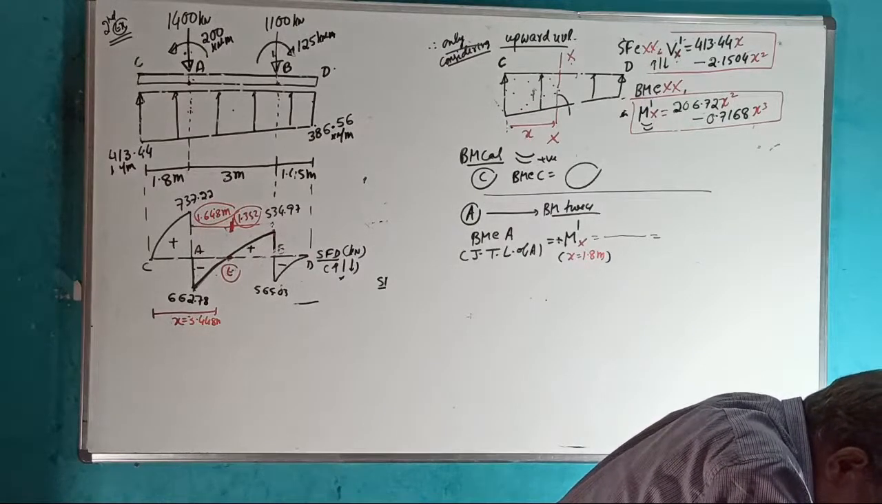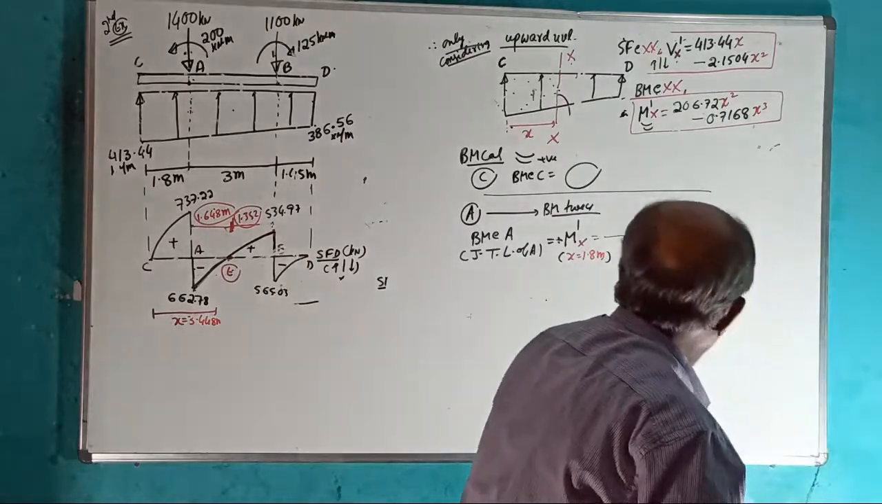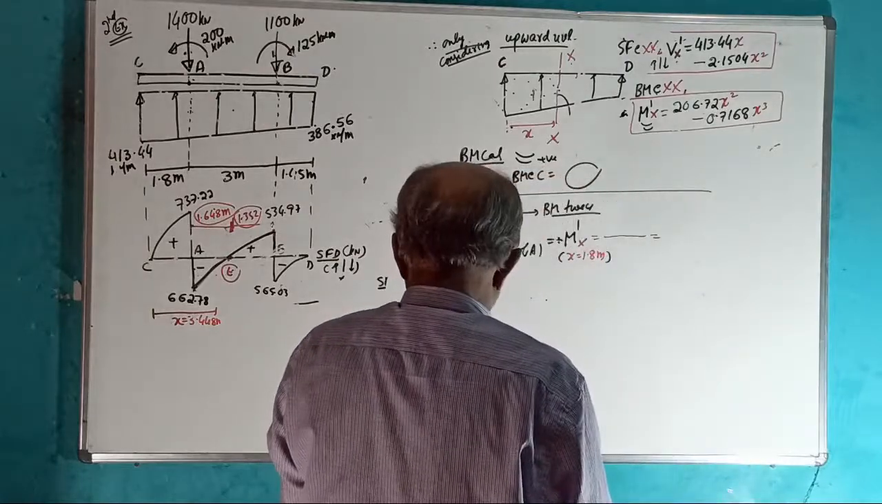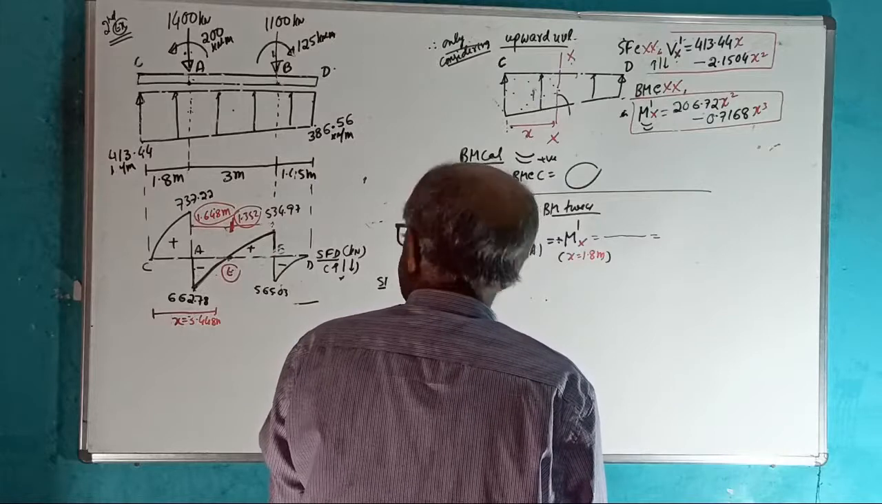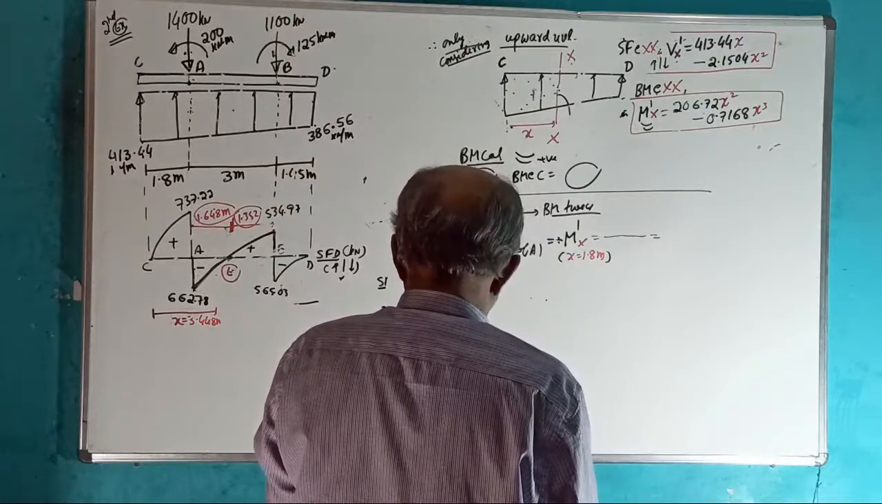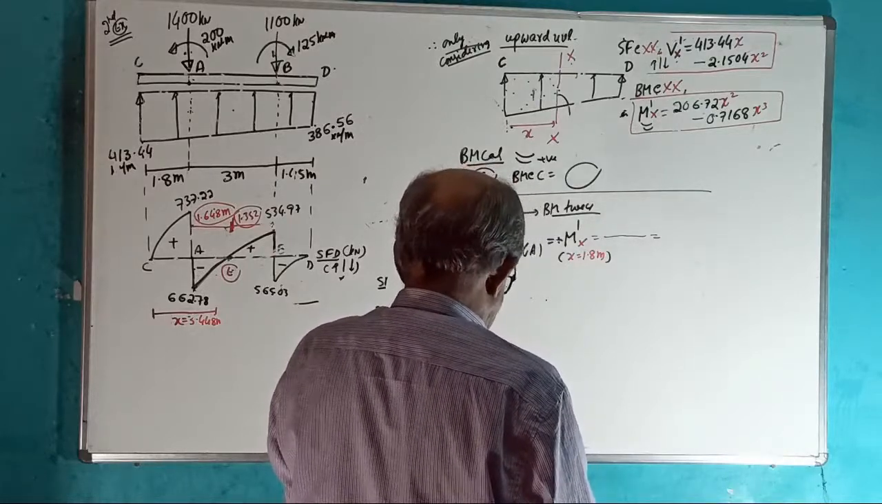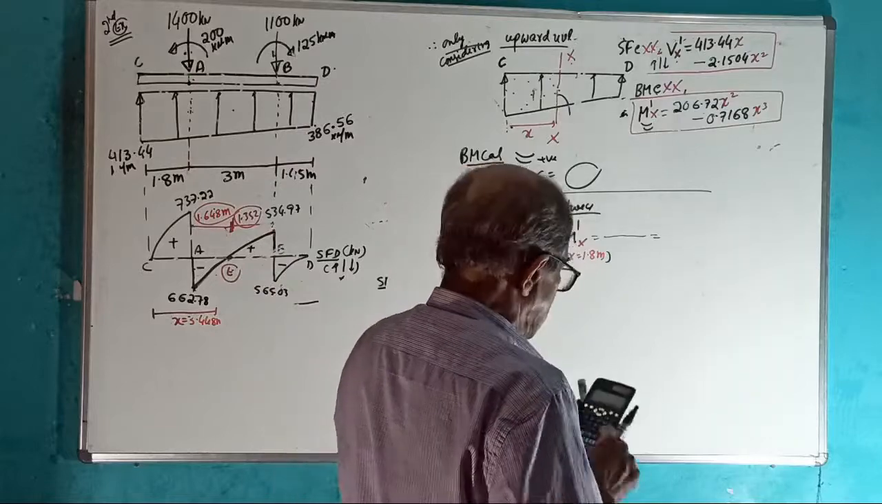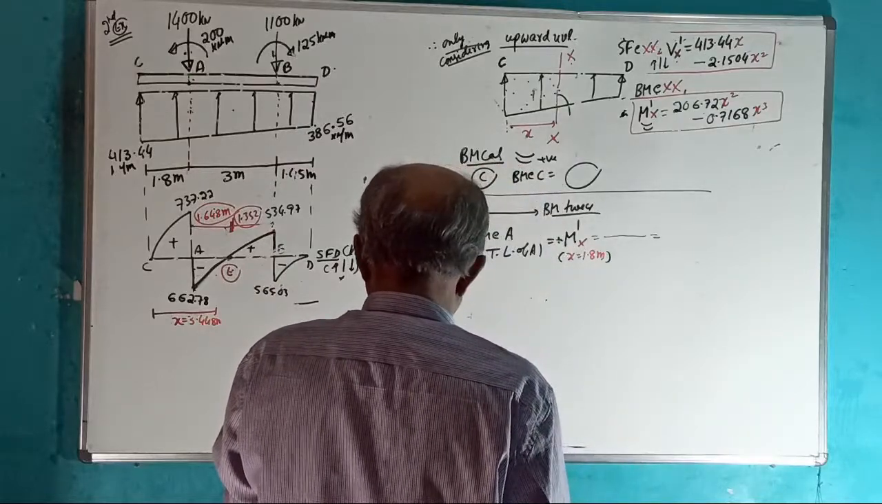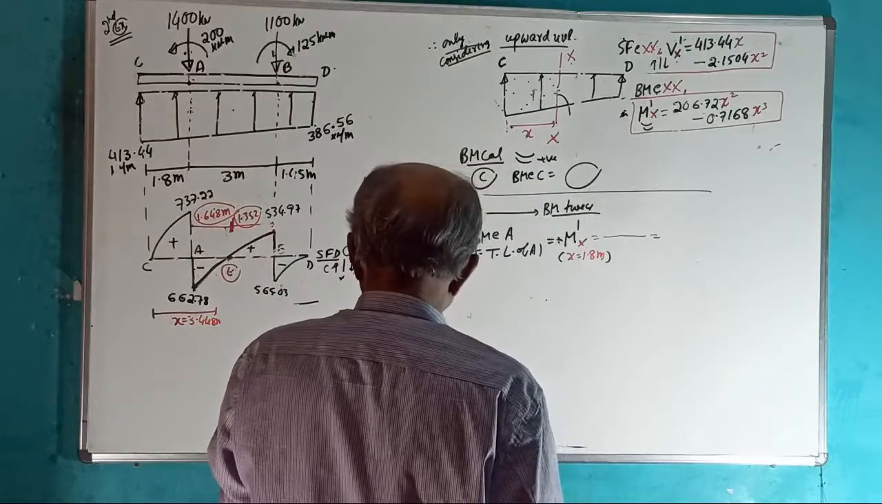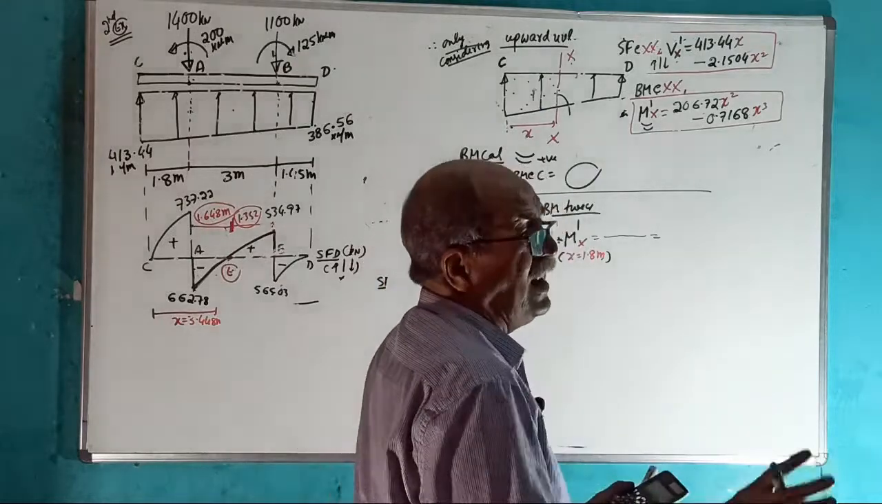Someone said 665.59; I did not check. Now what I will do is calculate 413. See, check, very easy. 413.44 into 1.8 into 1.8 by 2 is the bending moment if it is UDL.